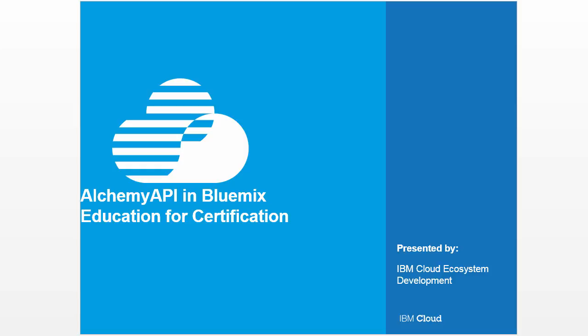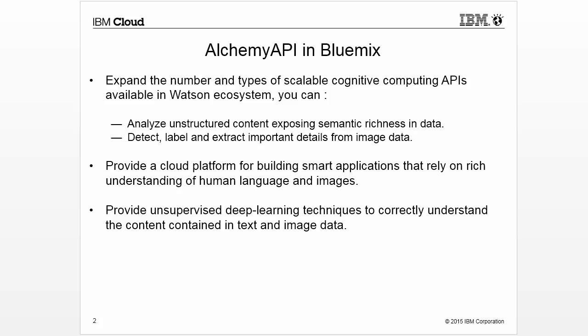What is Alchemy API in Bluemix? Alchemy API is delivered through Bluemix. It expands the number and types of scalable cognitive computing APIs available in the Watson ecosystem. Cognitive computing APIs are focused on application of algorithms and mathematical models to analyze human language.